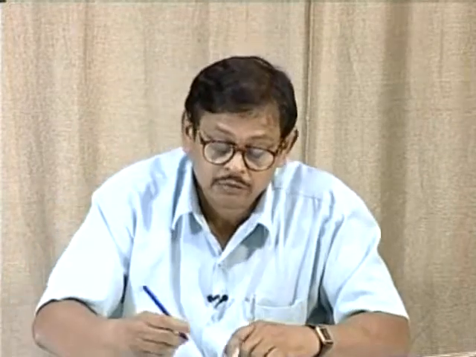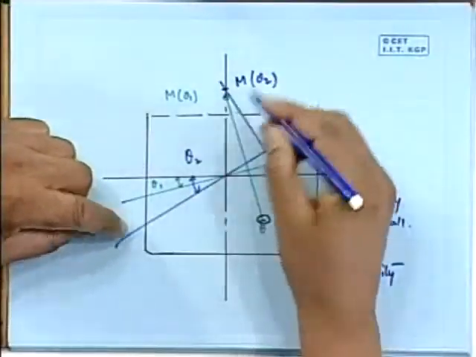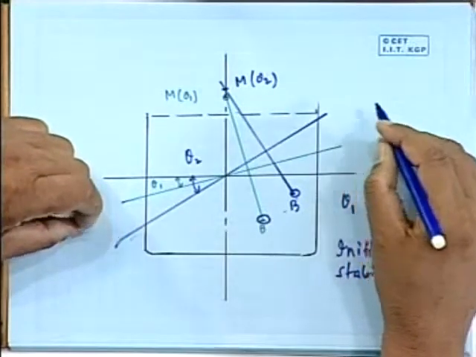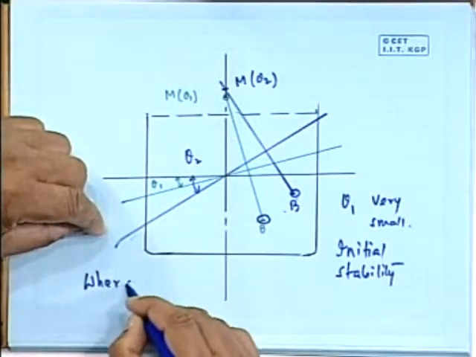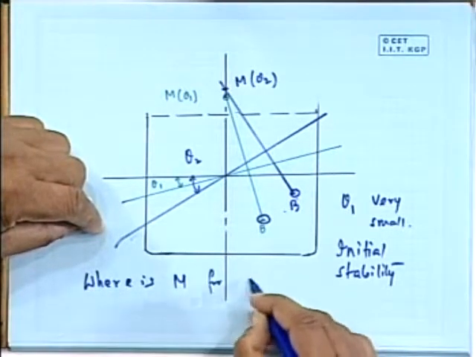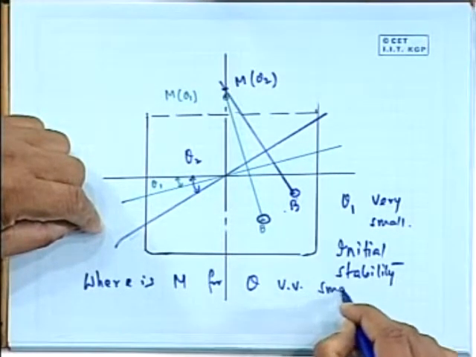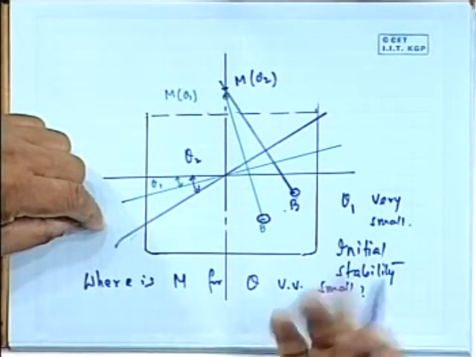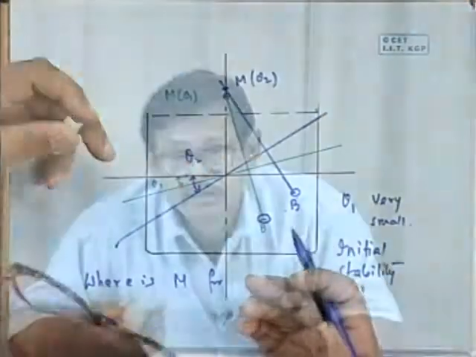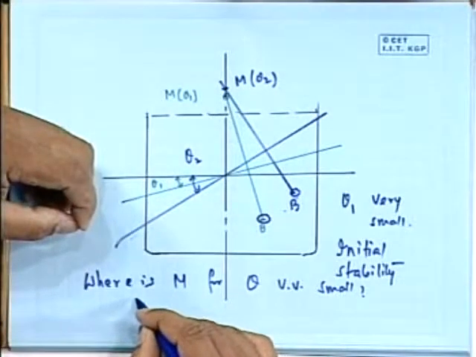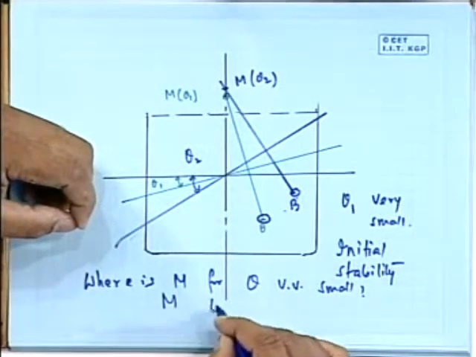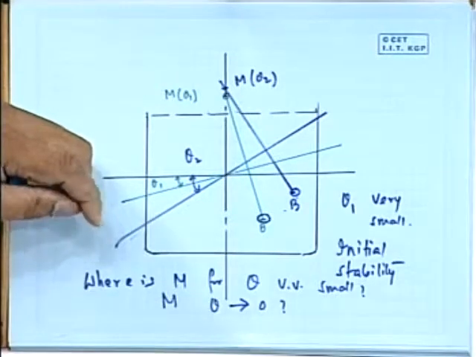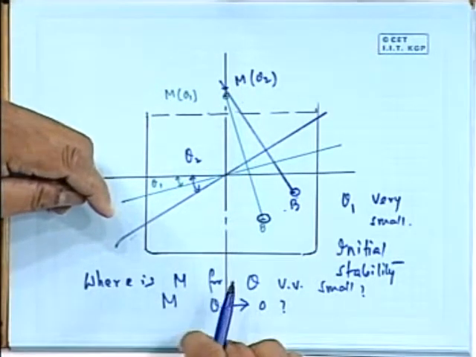In other words, we would like to find out the location of M when theta is very, very small. Where is M for theta very, very small is the question. Now, what is meant by very, very small? What you think is small, he may not think it's small. So, there is no such basic definition. So, we may say now, where is M when theta tends to 0? This is the limiting issue that comes. Where is M when theta goes to 0?